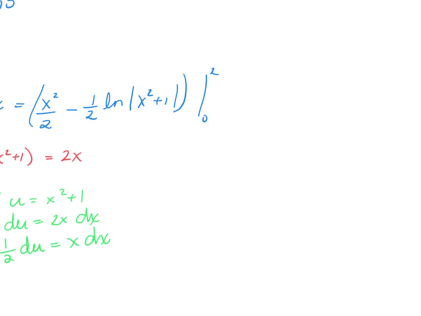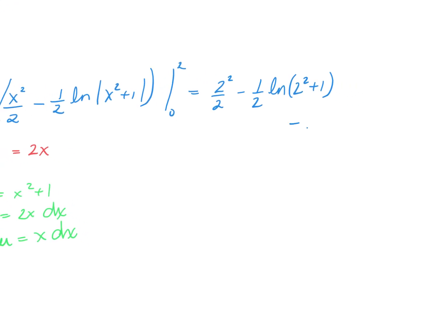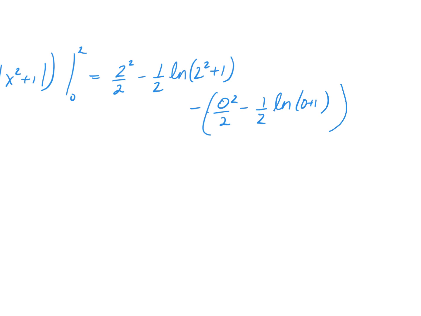Now I can do the evaluation, and so this is going to be 2 squared over 2 minus 1/2 the natural log of 2 squared plus 1, and then minus 0 squared divided by 2 minus 1/2 the natural log of 0 plus 1. And you can see this goes to 0, and the natural log of 1 goes to 0. So my final answer is 2 minus 1/2 the natural log of 5. And I'm totally fine if you leave it in that form. In fact, I would prefer that rather than a decimal equivalent.